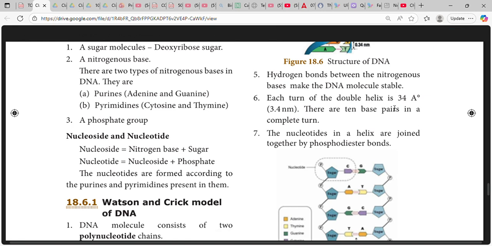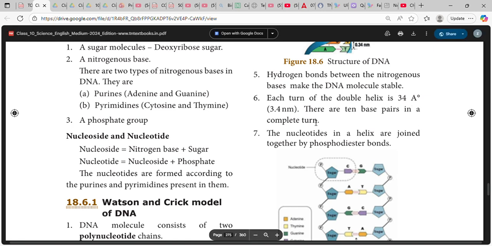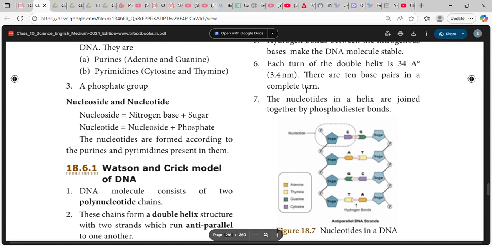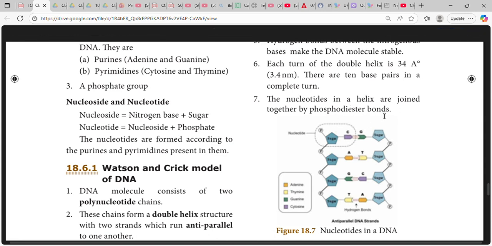Each turn of the double helix is 34 angstrom. There are 10 base pairs in a complete turn. The nucleotides in a helix are joined together by phosphodiester bonds.